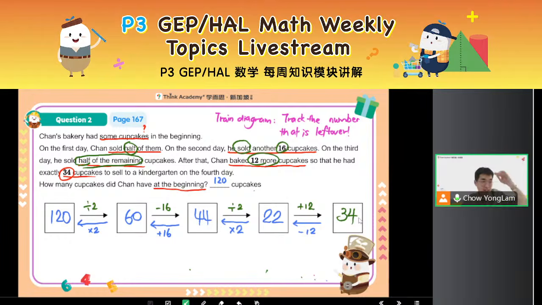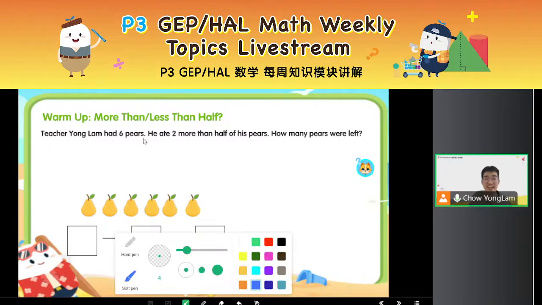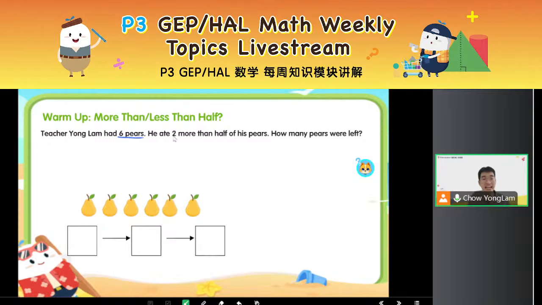Now let's level up a bit, right? More than half. How does it work? Let's say teacher Yonglam had 6 pairs, right? As you see, 6 pairs. He ate 2 more than half of his pairs, right? So you see, what does 2 more than half mean? How many pairs were left? Because remember, in a train diagram, we are focusing on whatever is left, right?